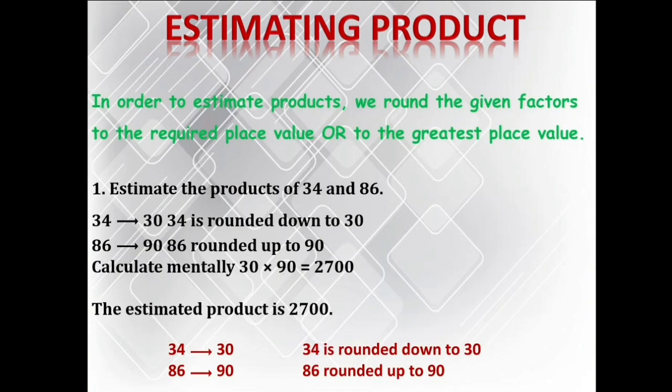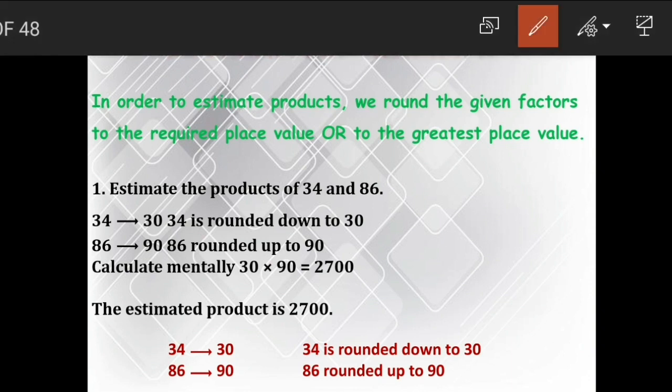Estimating product. In order to estimate a product, we round the given factors to the required place value or to the greatest place value. If in the question it is mentioned that you have to estimate the product by rounding off to the nearest 10,000 or 1000 or tens, then that is the required place value, and if nothing is mentioned, you have to round it off to the greatest place value, like we did in estimating sums and differences.